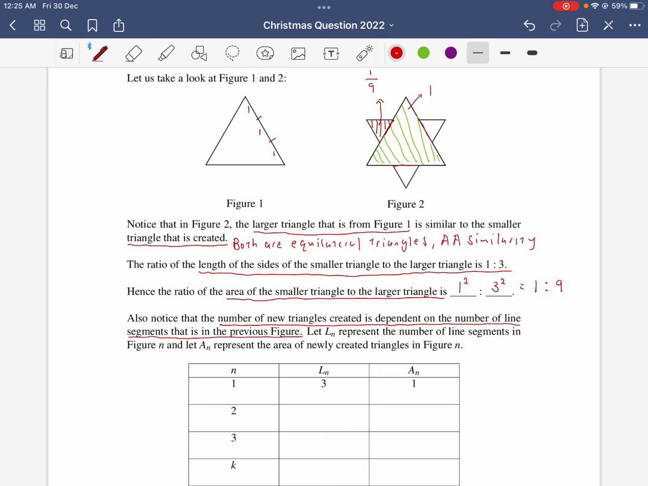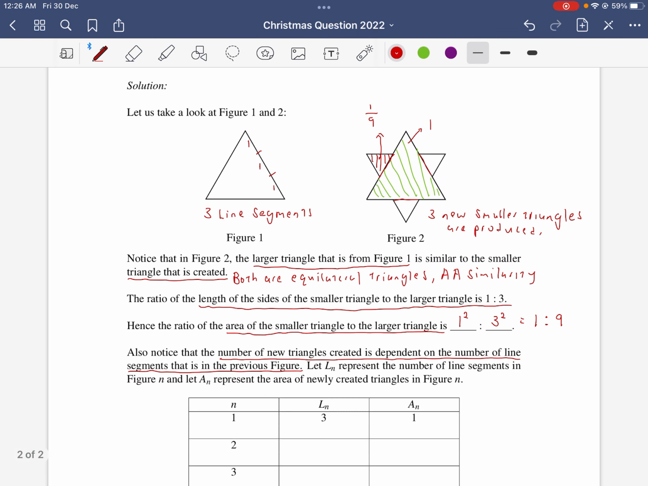In figure 1 and figure 2, figure 1 actually has 3 line segments. And then because of the way that our cell instruction acts on the 3 line segments, 3 new smaller triangles are produced. And you notice that one very important thing, each line segment creates 4 more new line segments.